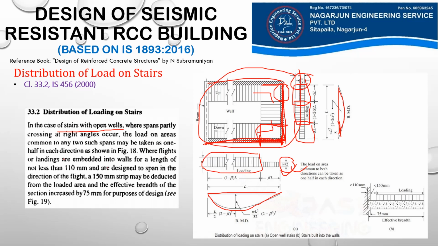And in addition, where flights or landings are embedded into walls for a length of not less than 110 mm, if you see here, you can see this diagram. Our steps are embedded into our wall, and this length of embedment is not less than 110 mm. Then a 150 mm strip may be deducted from the loaded area. If this is our full loaded area, then this 150 mm strip may be deducted, and you can suppose that no load is acting on this 150 mm strip, and the effective breadth of the section increased by 75 mm for purposes of design.